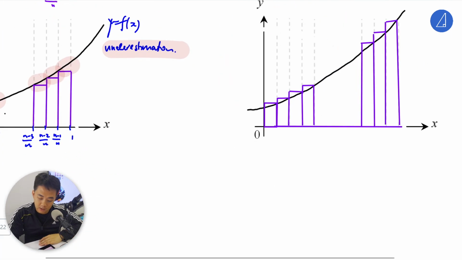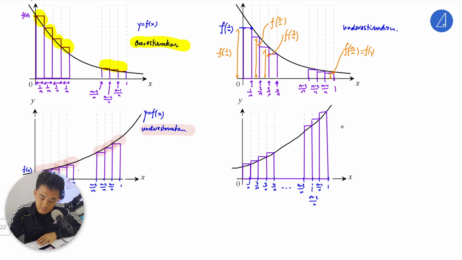So same thing, this is 1 over n, 2 over n, 3 over n, 4 over n, all the way to 1. And on the other side, this is n minus 1 over n, n minus 2 over n, n minus 3 over n. So this is overestimation.